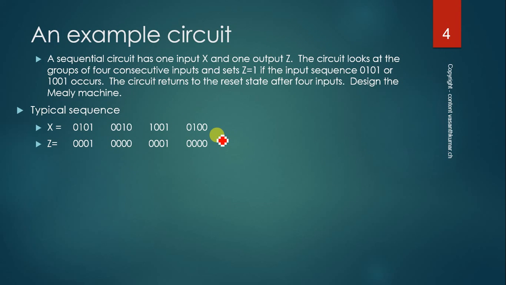So let us assume an example circuit. It has one input, that is x, and one output, which is z. The circuit looks at a group of consecutive inputs and sets z to 1 if the input sequence 0 1 0 1 or 1 0 0 1 occurs. If the input sequence is 0 1 0 1 or 1 0 0 1, it will set z to high, or the value one. The circuit returns to a reset state after 4 inputs. Design the Mealy machine, something like that.